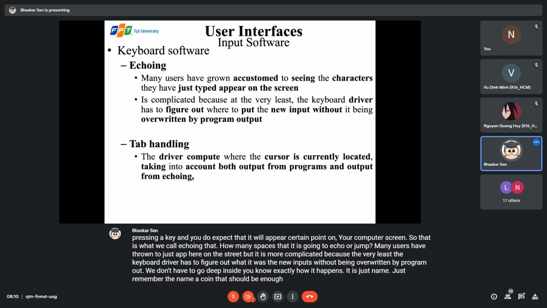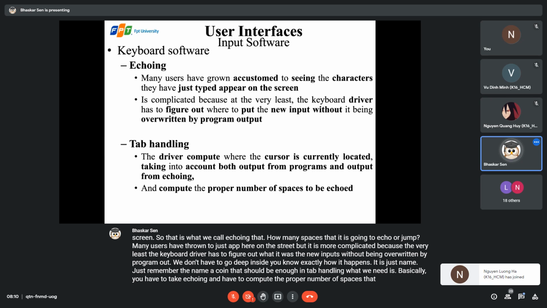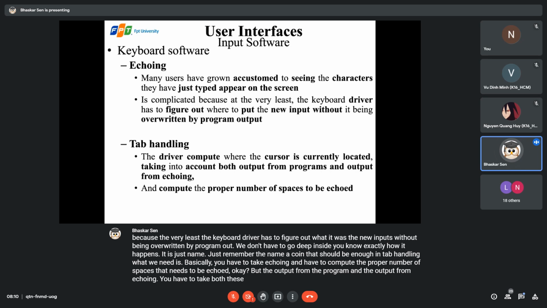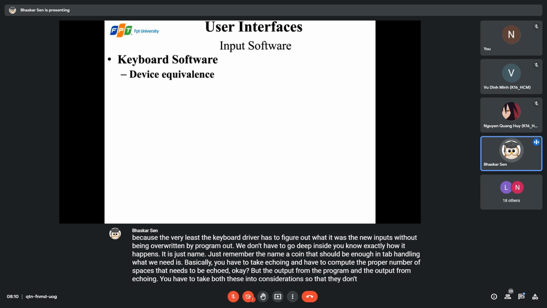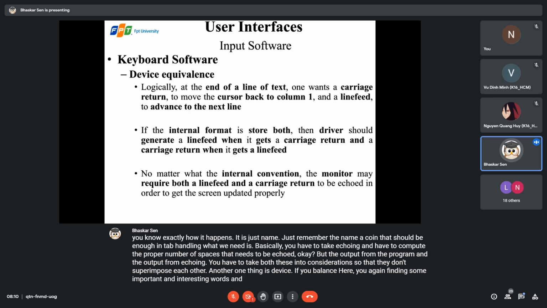In tab handling, basically you have to take echoing and compute the proper number of spaces that need to be echoed. For the output from the program and the output from echoing, you have to take both into consideration so that they don't superimpose each other. Another thing is device equivalence. Here you are again finding some important and interesting words.